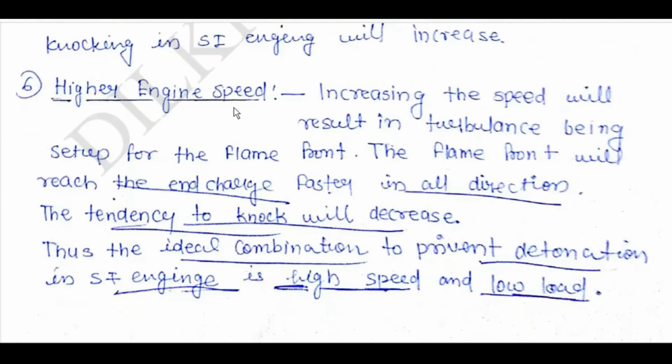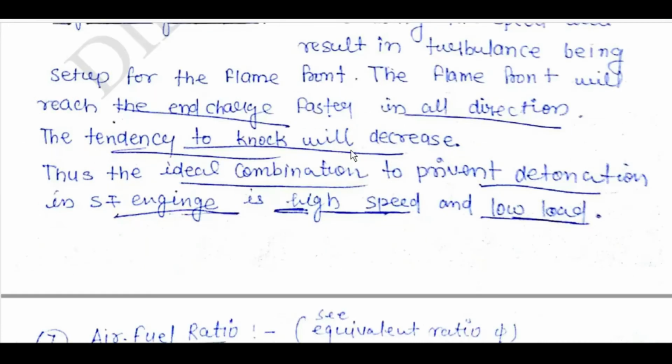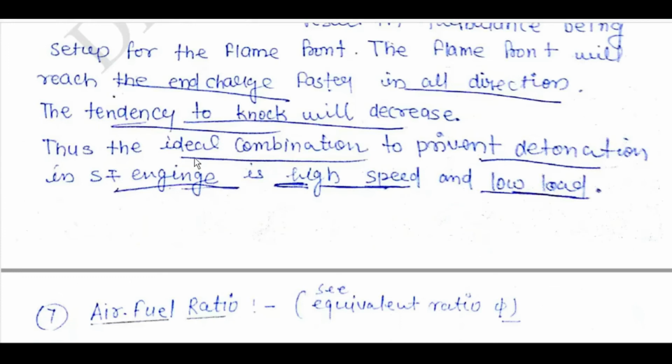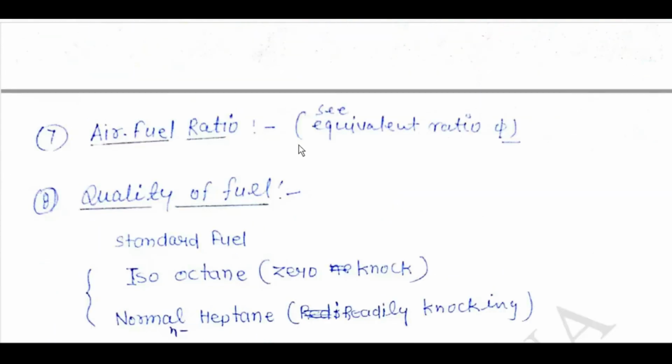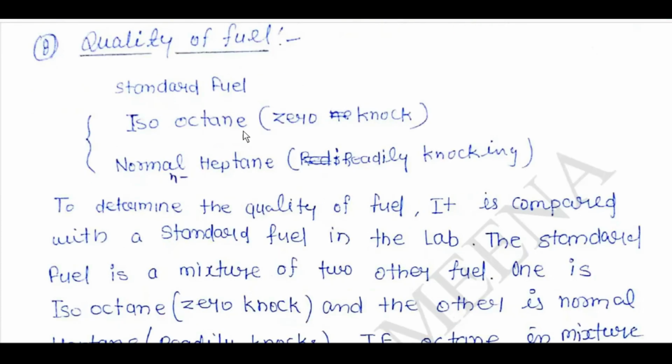Higher engine speed. Increasing the speed will result in turbulence being set up for flame front. The flame front will reach end charge faster in all directions. The tendency to knock will decrease. Thus, the ideal combination to prevent detonation in SI engine is high speed and low load. Air fuel ratio, equivalence ratio phi.